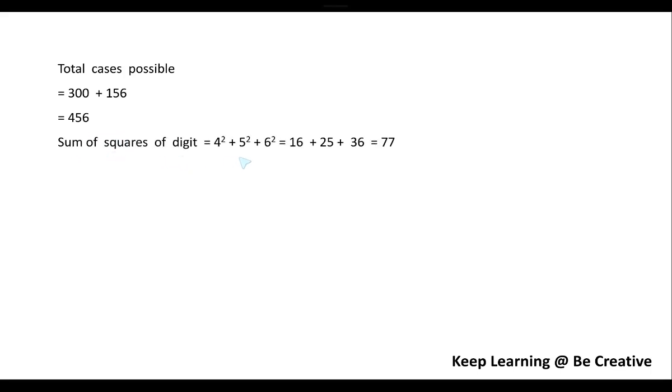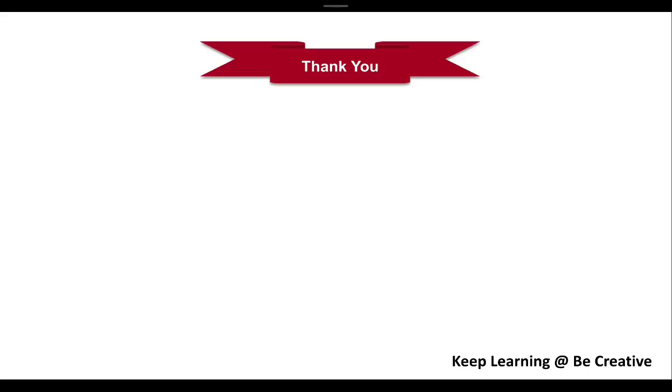So the total cases possible come out to be 300 plus 156, that is 456. So the sum of the squares of the digits of 456 will be 4 squared plus 5 squared plus 6 squared. That comes out to be 77, which is the final answer for this question. Now this is a question from IOQM where 2-digit integer answers come. So here the final answer comes out to be 77. It's a very interesting problem based on geometry as well as combinatorics.